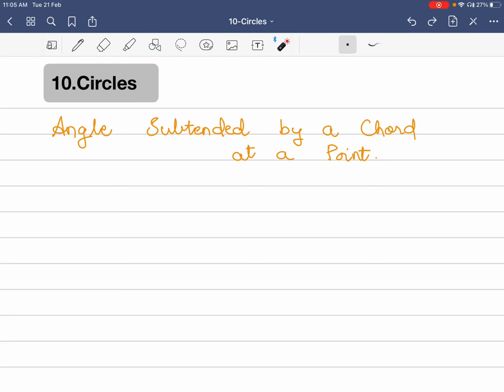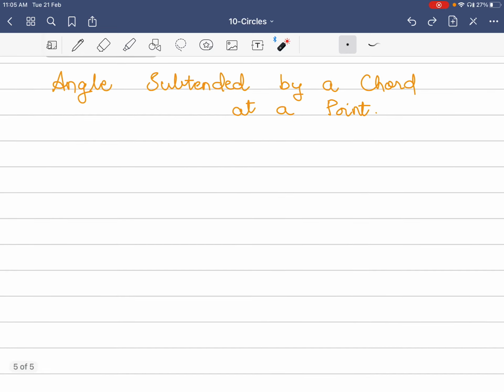So in this video of chapter number 10, circles, we are going to see an important and very interesting concept, which is called the angle subtended by a chord at a point. First of all, let's see what a chord is, because we have seen this in the previous videos. What is the exact definition of a chord?